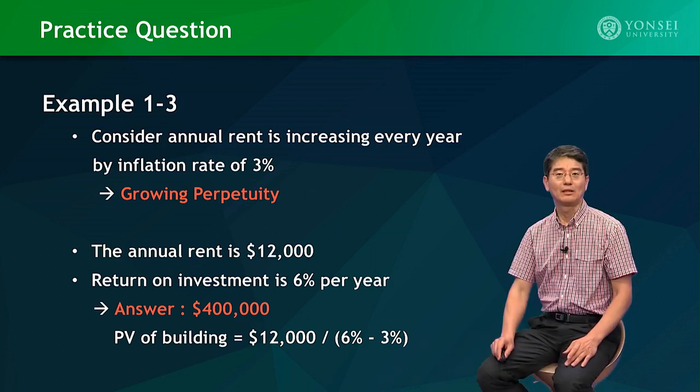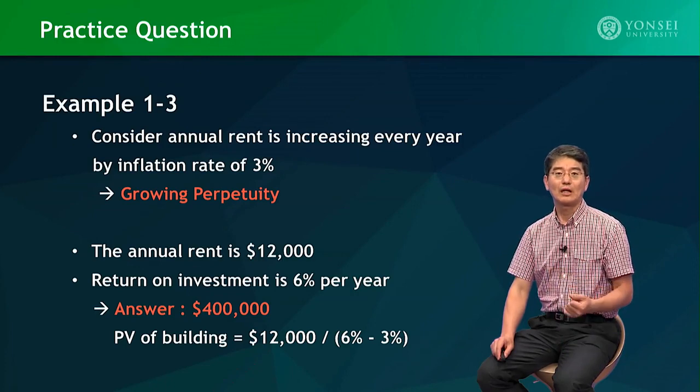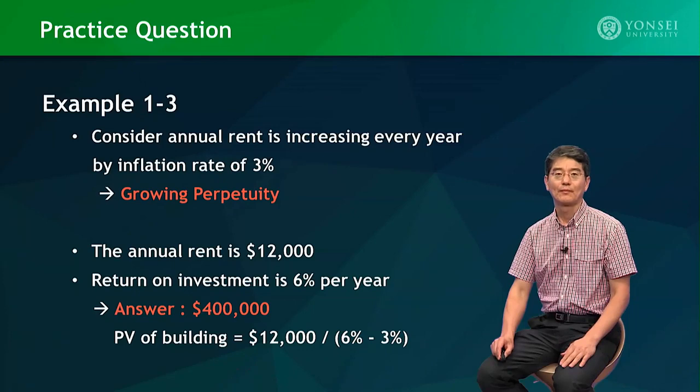Next, let's consider a case where annual rent from a building is increasing every year by an inflation rate of 3%. It is more realistic since there is inflation in the real world. This kind of cash flow is called growing perpetuity. Suppose the annual rent is $12,000 and the required return on investment is 6% per year. Then the present value of a building is $12,000 divided by 6% minus 3% is equal to $400,000.